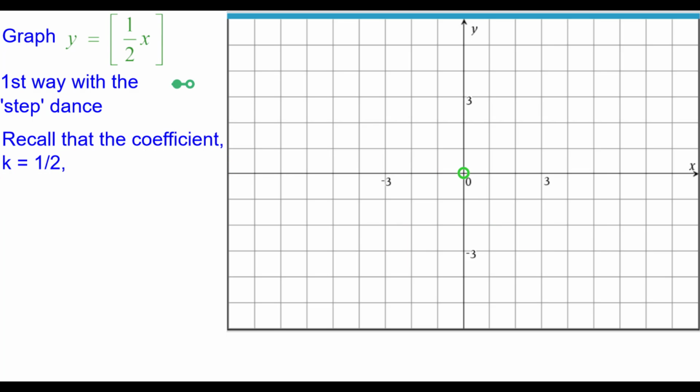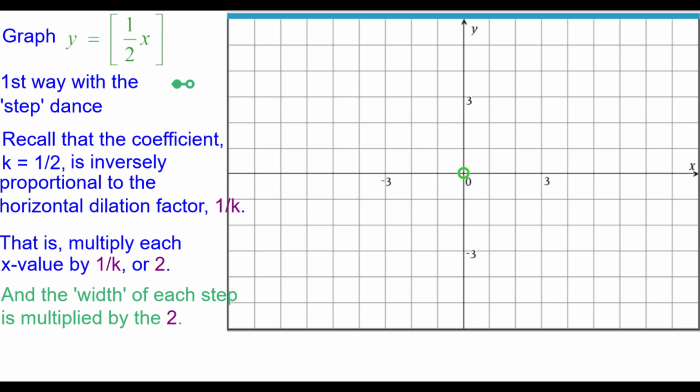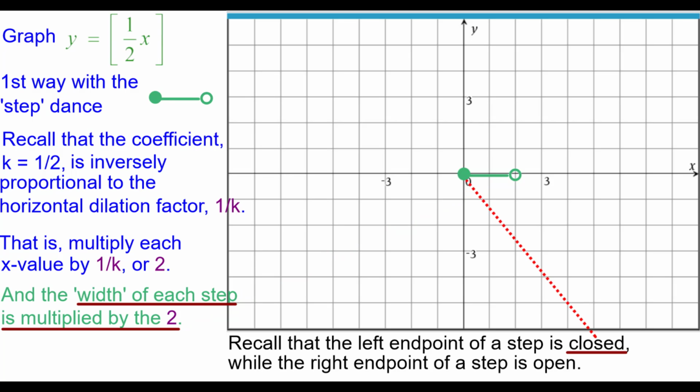Also recall that the coefficient k equals 1/2 is inversely proportional to the horizontal dilation factor. That is, multiply each x value by the reciprocal of 1/2, which is 2. Also, the width of each step is going to be multiplied by 2 as well. There's our first step. Recall that the left endpoint is closed while the right endpoint is open.